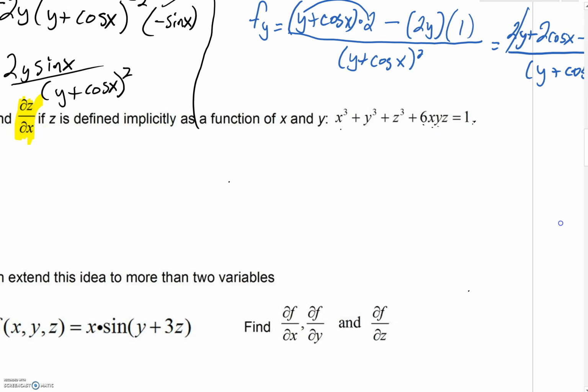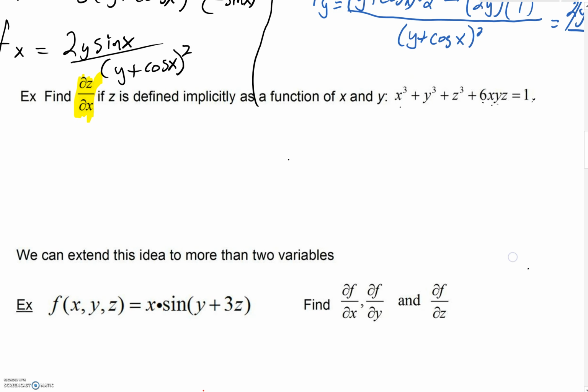Well, let's take a look right here. Find the derivative of z with respect to x, partial z with respect to x, if z is defined implicitly as a function of x and y. So in other words, z is really like f of x comma y. If it was written that way, of course, we would investigate this in the following way. We're going to take our derivative with respect to x down here. That's so important. That's why we pay attention to these differentials.